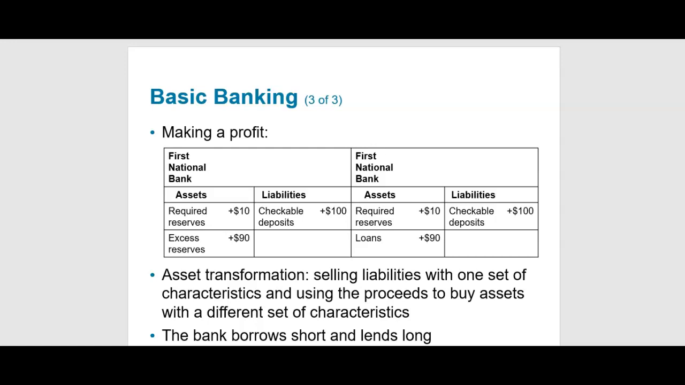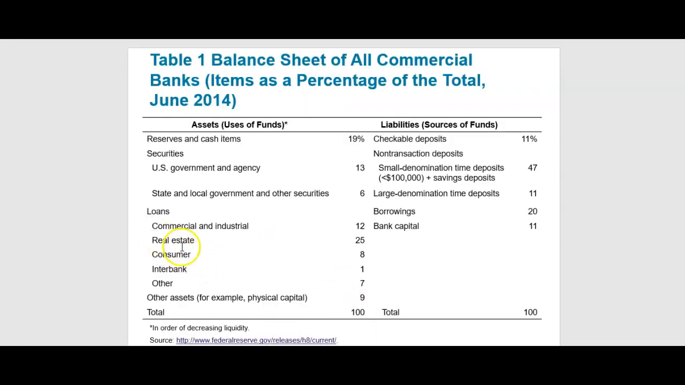So the bank borrows short and lends long. That's the key part in here. Most of the borrowing of the bank is short term, and most of the commitment that they have, in a large percentage, as we have seen before, is long-term loans. So if you look back in here, real estate is like 25% of the loans that are issued, and these are all, as you know, long-term.